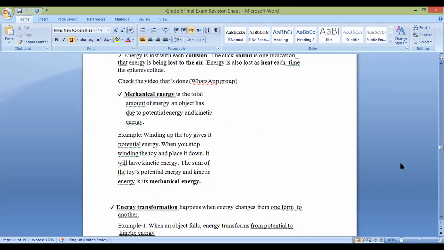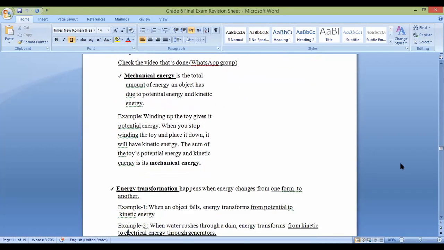Now we'll come to mechanical energy. Mechanical energy is the total amount of energy an object has due to potential energy and kinetic energy. If you add the potential energy and kinetic energy of an object together, in total, this will give you mechanical energy. And one example of mechanical energy is winding up the toy.